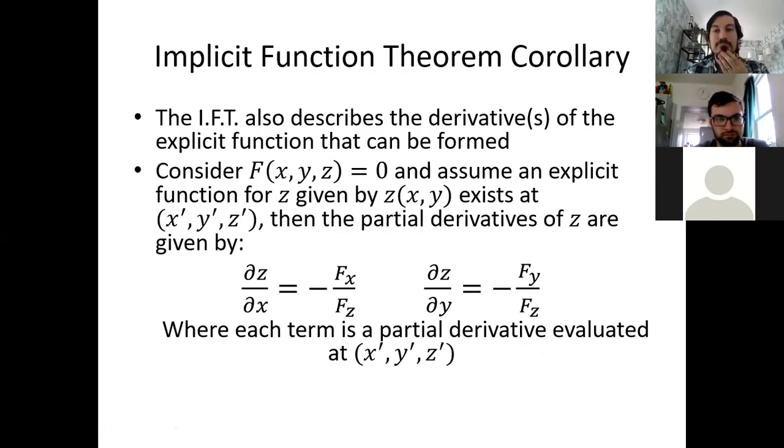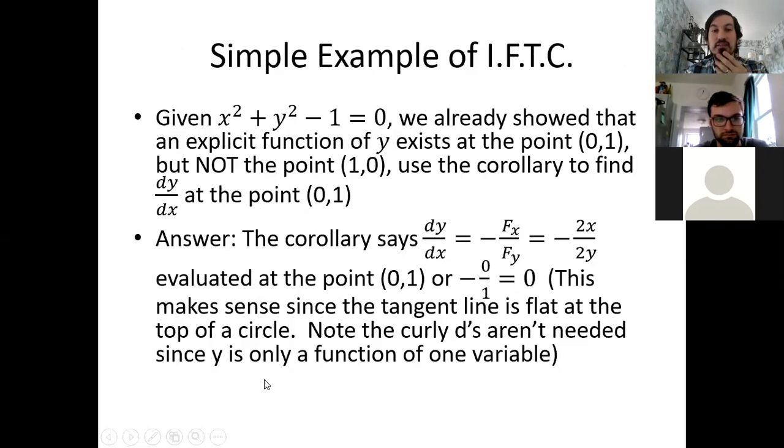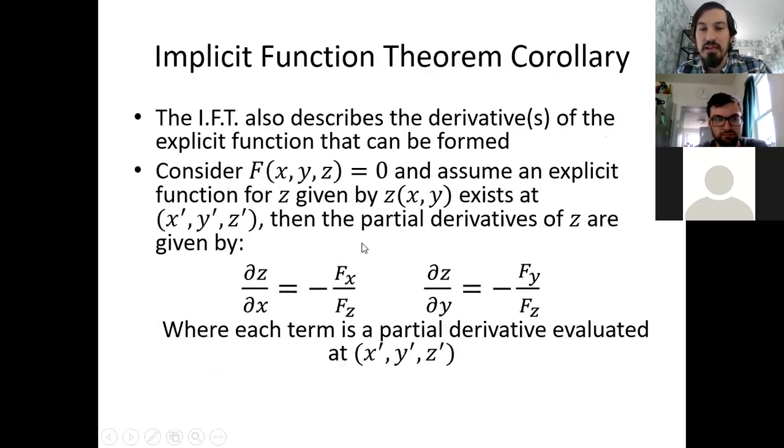Okay, we need some examples of this. Here's a simple example. In fact, it's exactly the one I think I left on my whiteboard. We already showed that given this function, an explicit function of y exists at the point 0, 1, but not at the point 1, 0. Let's now use the corollary to find dy dx at the point 0, 1. I'm sorry, I wish I hadn't given you this answer here. Don't pay any attention to the answer. Let's go to the whiteboard and calculate the answer there.